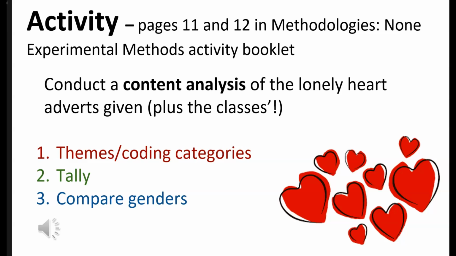Can you please turn to the Learning Through Doing content analysis activity, which is in the Methodologies Non-Experimental activity booklet. In this, we're going to investigate whether Dunbar's findings were correct and that males and females do look for different characteristics in a romantic partner. If you follow through the instructions on the task, have a look at the Lonely Hearts activities on the other side and identify how you can carry out content analysis and record your findings. If you do not have a booklet, I will put a copy on this post in Google Classroom.